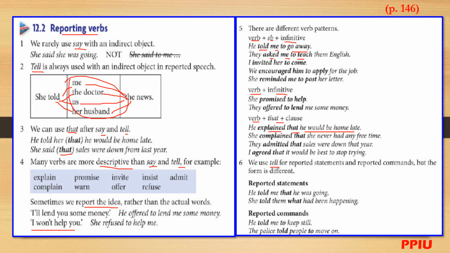Number 6: we use tell for reported statements and reported commands, but the form is different. I will finish and explain in Khmer later. You can see a reported statement: he told me that he was going. She told them what had been happening. A reported command: he told me to keep still. The police told people to move on. This one is about commands and this one about reported statements, right?